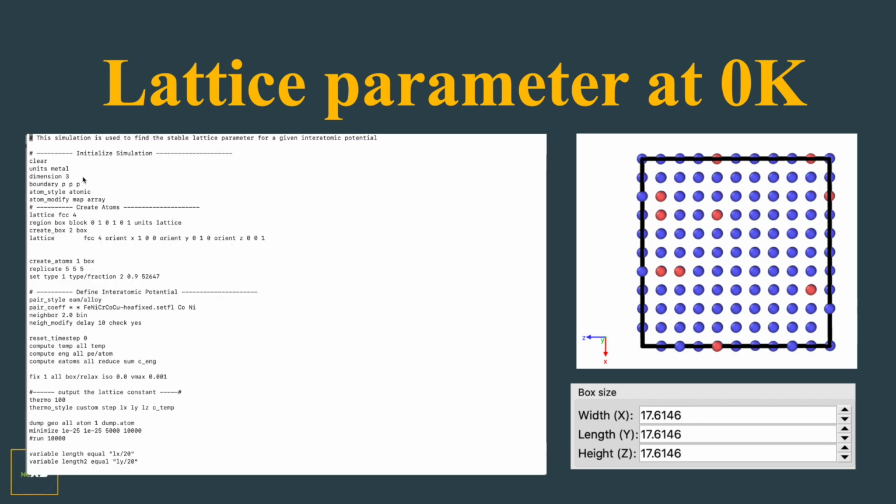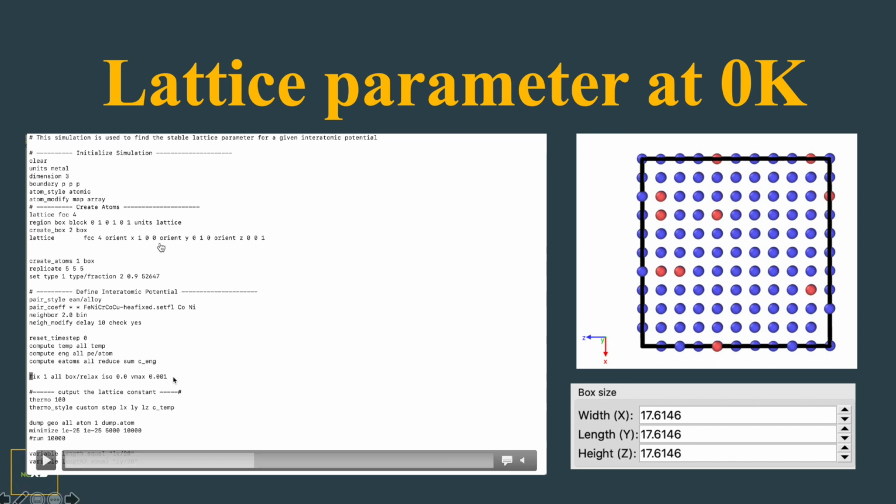This is the code I am using. Here I am computing the temperature, compute all temperature, and this temperature I am using in the thermo_style so that I can see the temperature at each thermodynamic step. I am outputting every 100 thermodynamic steps, so you can see the temperature every 100 steps.